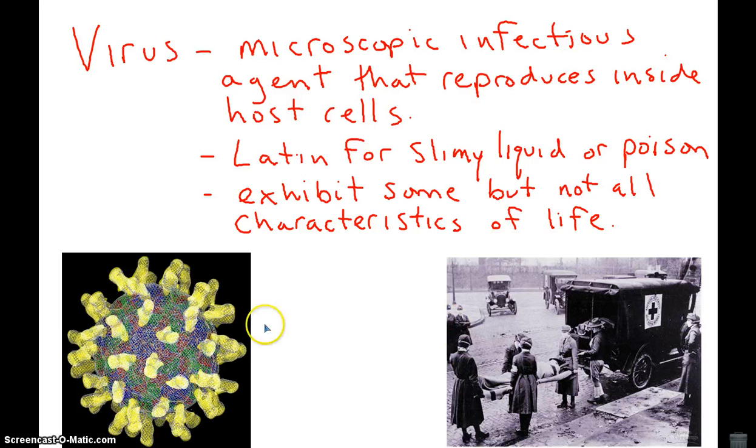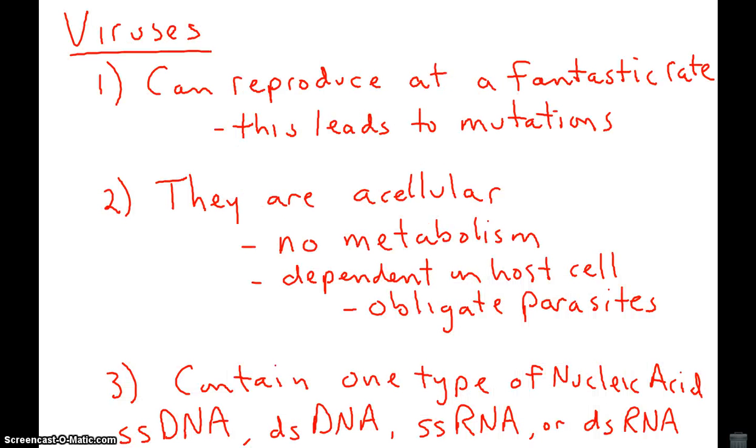And you can see from these two diagrams here, here is an adenovirus, a computer model of that. And then over here is an image from the 1918 Spanish flu outbreak, where 500 million people worldwide, about a third of the population, were infected, and between 50 and 100 million were believed to have been killed by the virus. So what are viruses?